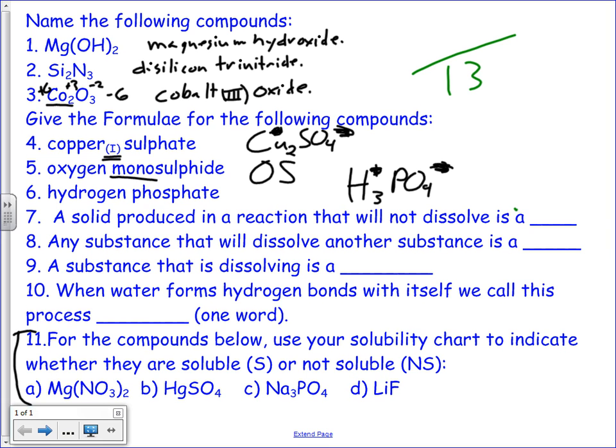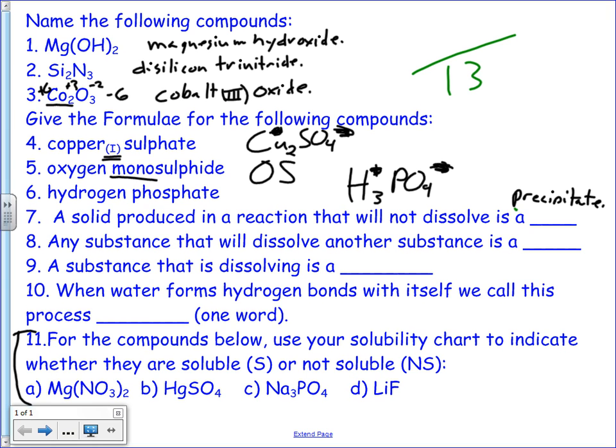Okay, that's due Monday. All right, number 7, a solid produced in a reaction that will not dissolve is a precipitate. Spelling doesn't count on that one, but just so you know, the spelling you wrote is not correct. I'll let it go today, but precipitate is the correct word. You know what they meant.